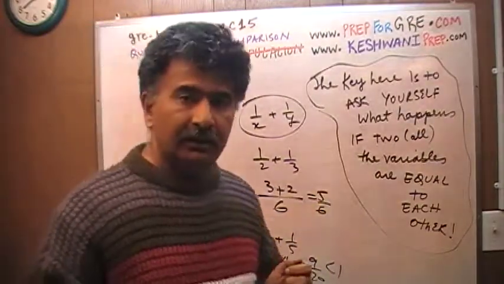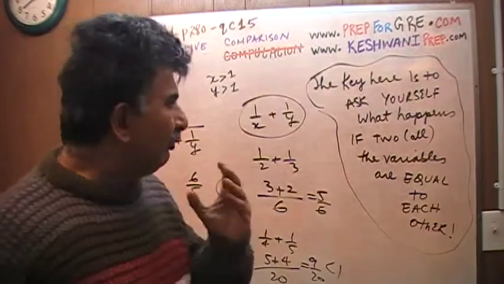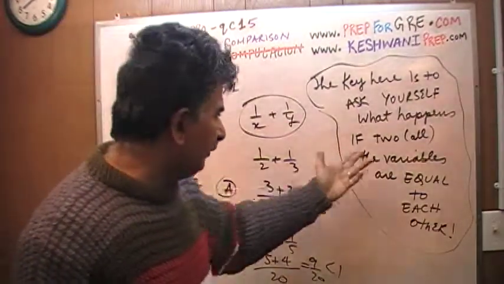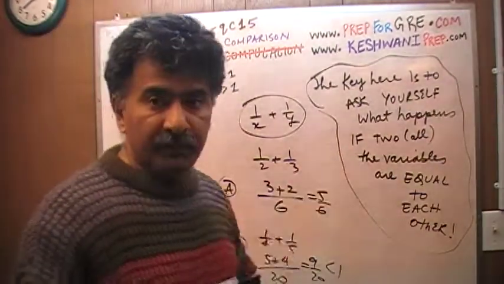The trick here in a situation like this is to ask yourself what would happen if the two variables, or if there were more than two variables, if there were 3 or 4 or 5 variables.